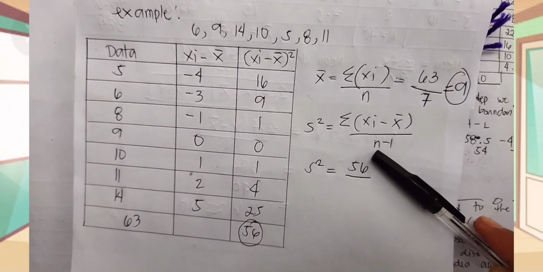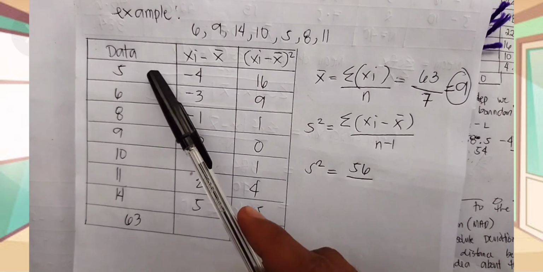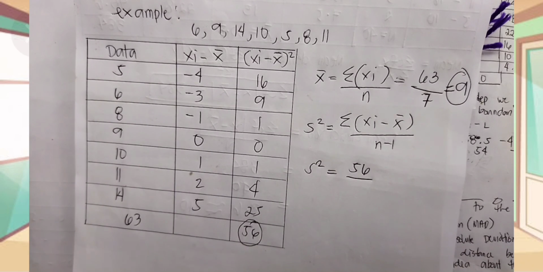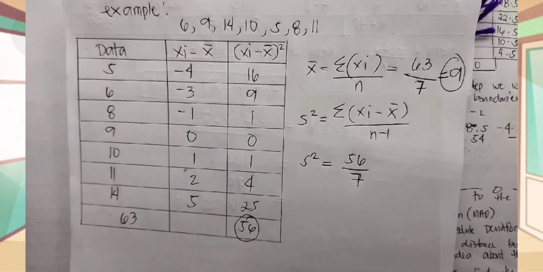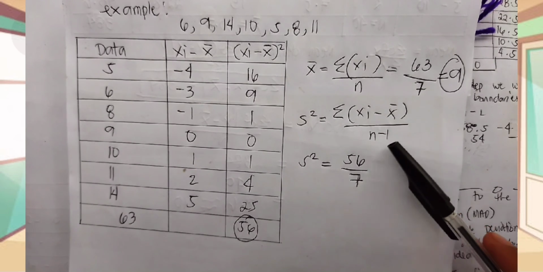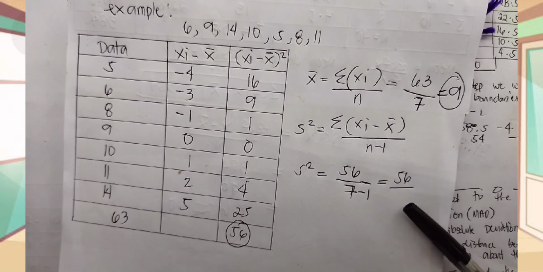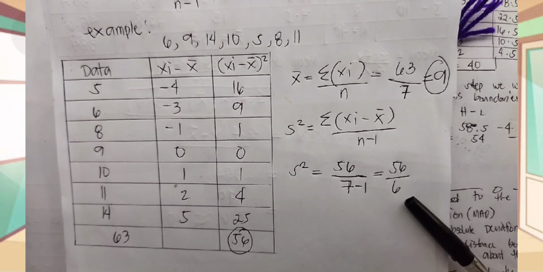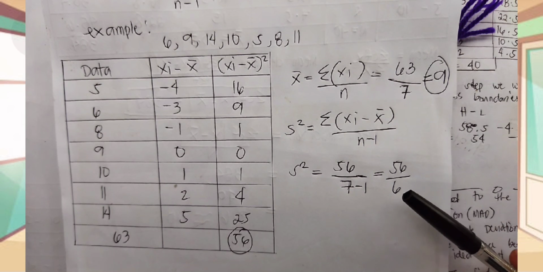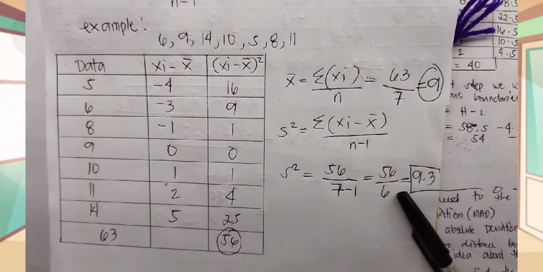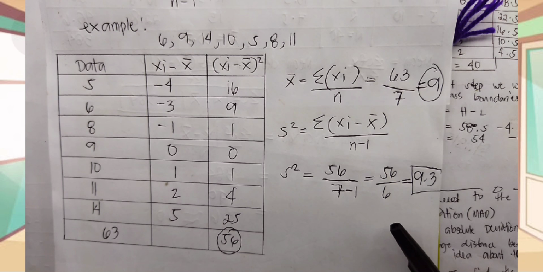So our n will be the number of data. So it's 7 because 1, 2, 3, 4, 5, 6, 7. So there are 7. So our n is 7 minus 1. So 7 minus 1 is equal to 6. Then let's divide the 56 by the 6. So 56 divided by 6 is equal to 9.3. So 9.3 is our variance of the sample.